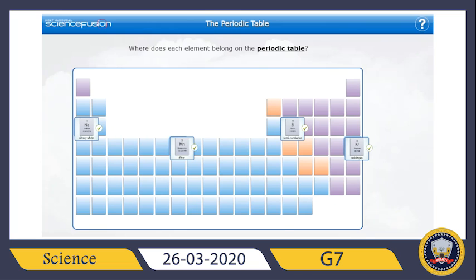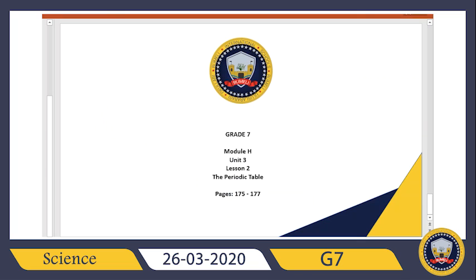Here we just finished everything I want to say about the periodic table, but please go back to your book and revise what we learned. Just check what we learned from your book also. You can find it in Module 8, Unit 3, Lesson 2, pages between 175 and 177, which will help you understand this subject better. See you in the next session. Thank you for listening.